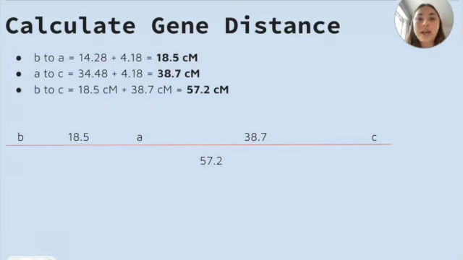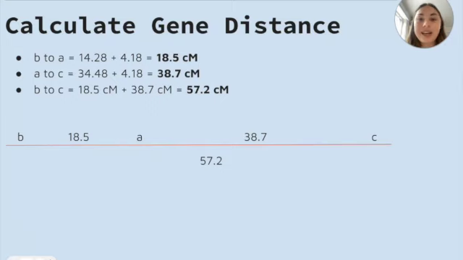The distance between B and A is 18.5 map units, which is the sum of the calculated percent on the last slide for single crossing over group 1, which was 14.28 map units, and for the double crossing over group, which was 4.18 map units.